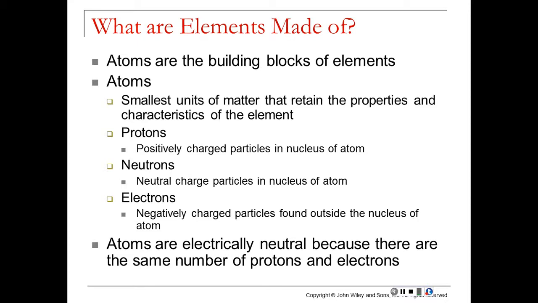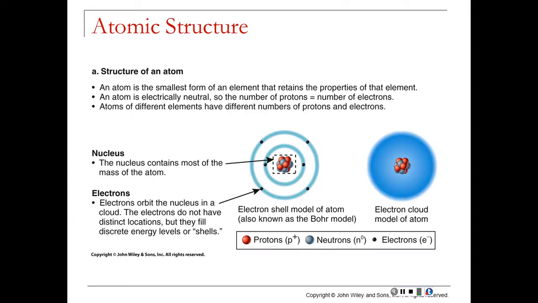So atoms, of course, as I keep alluding to, are the smallest units of matter, made of protons, neutrons, and electrons. Protons have a positive charge. Neutrons are neutral, and those are also within the nucleus. And then the electrons are negatively charged particles. Atoms are electrically neutral if they have the same number of protons and electrons, because the positive charges equal the negative charges. So the overall charge would be 0.